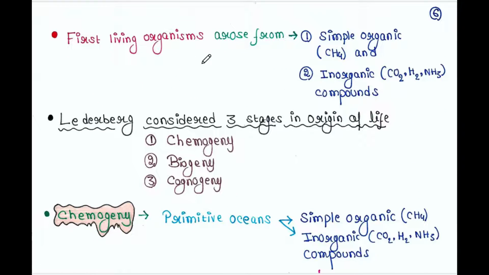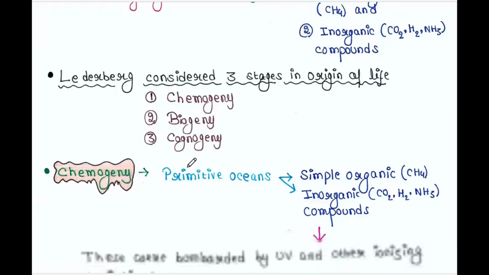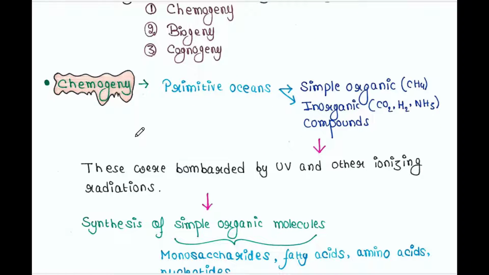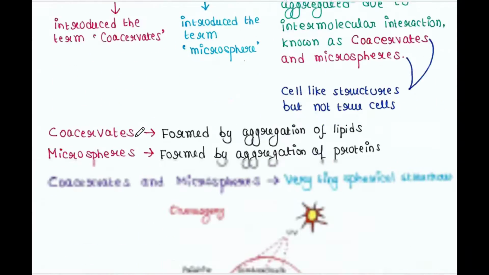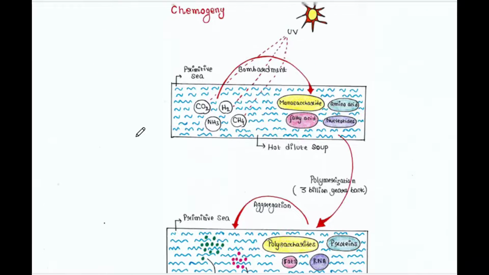First living organisms arose from simple organic and inorganic compounds. Simple organic compounds like methane and inorganic compounds like CO2, hydrogen, ammonia, etc. Liederberg considered three stages in the origin of life, namely chemogeny, biogeny and cognogeny. So we will talk about them one by one. First is chemogeny. First let's see the demonstration here, then I will go to the text part.